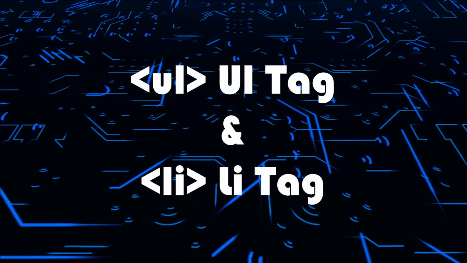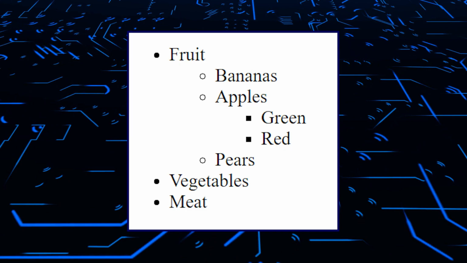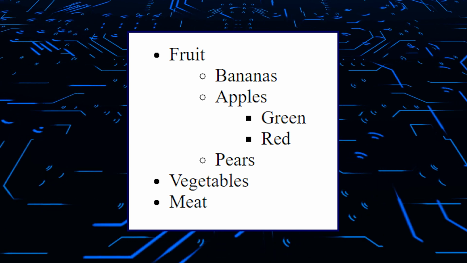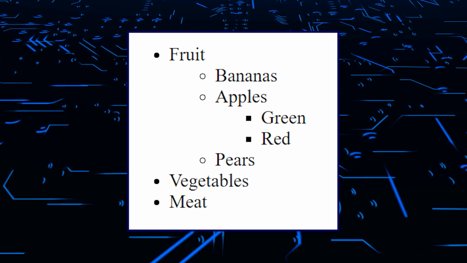Lastly, the UL and allied tags. These tags are used to create lists on web pages. Lists are a fundamental way to organize and display information, making content more readable and structured.